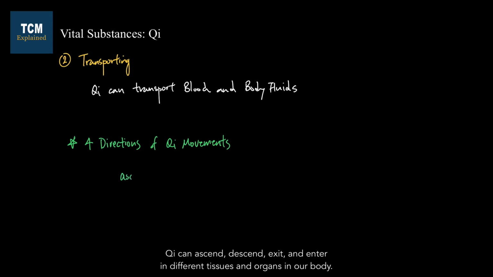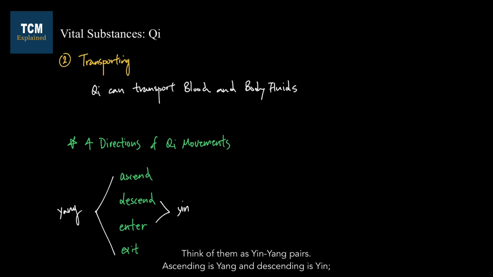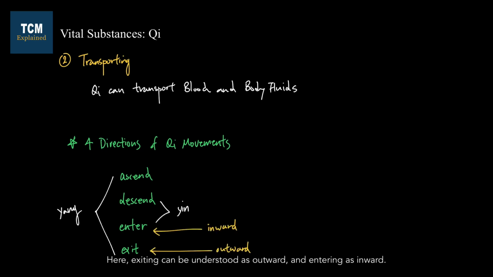Qi can ascend, descend, exit, and enter in different tissues and organs in our body. Think of them as yin-yang pairs. Ascending is yang and descending is yin. Exiting is yang and entering is yin. Here, exiting can be understood as outward and entering as inward.